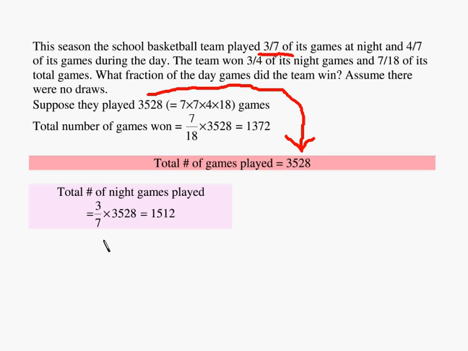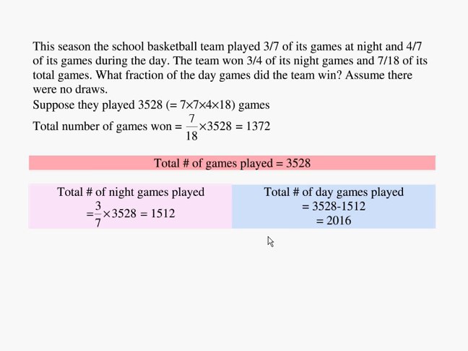So I took 3/7, multiplied it by 3,528, I get 1,512. So 1,512 games were played during the night, and 4/7 of the games were played during the day. So I essentially do the same thing, and I get 4/7 times 3,528. That would actually give you 2,016.